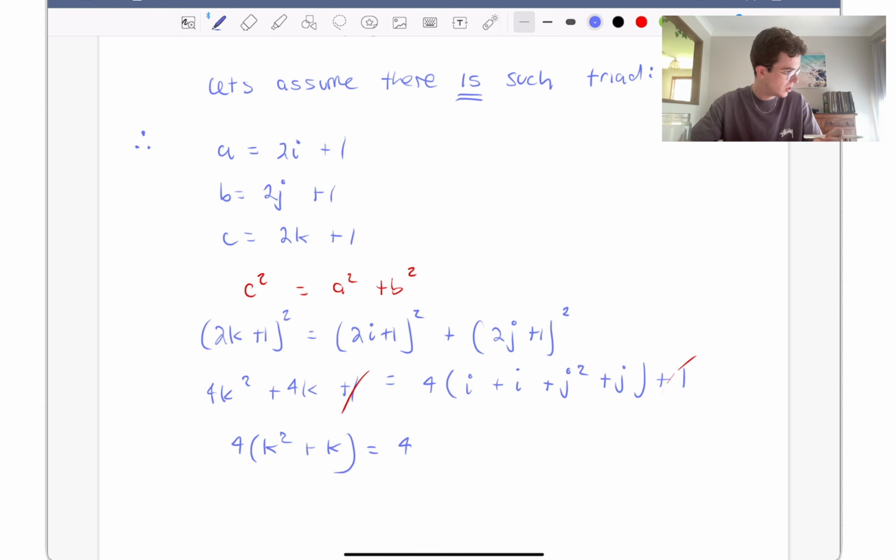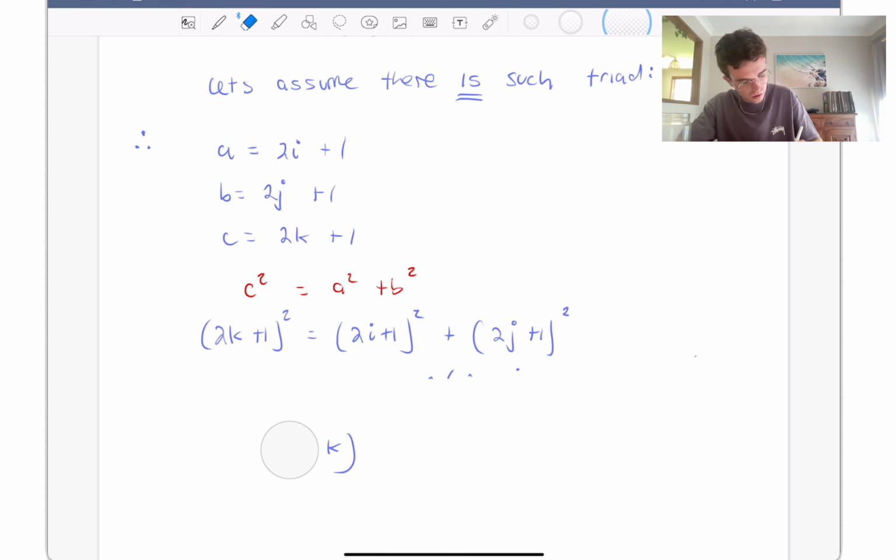Actually, those ones don't die. Sorry. What happens to the ones? Oh no, I've missed a 1, sorry. 4k squared plus... I missed a 1 somewhere. There is another 1. No, this is not here. Okay, squared plus k plus 1. Let me just start that again.